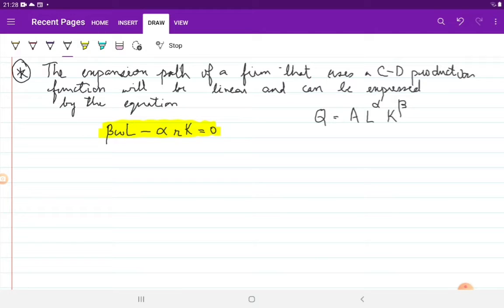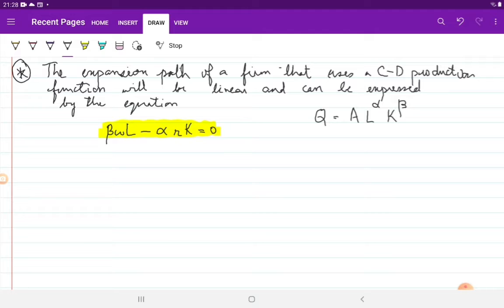Observe the formation of the equation. W times L is the total labor cost. It's being multiplied by the exponent of capital. And R times K, which is the total capital costs, is being multiplied by the exponent of labor.